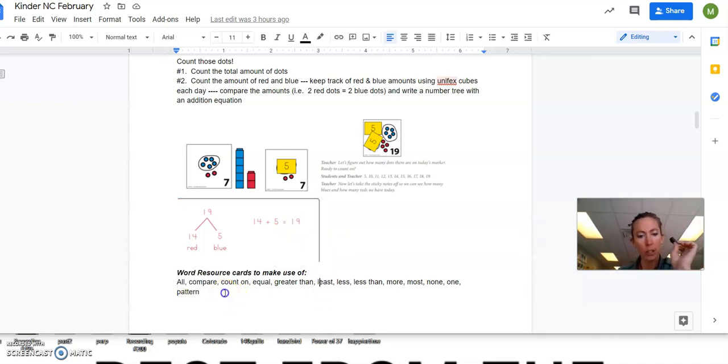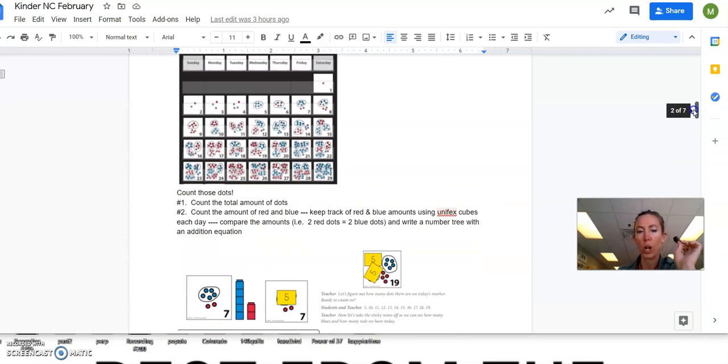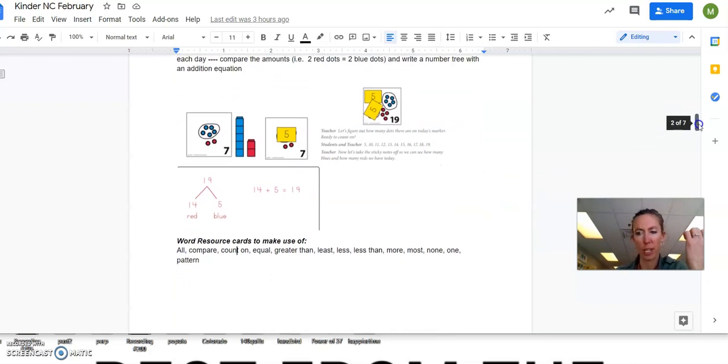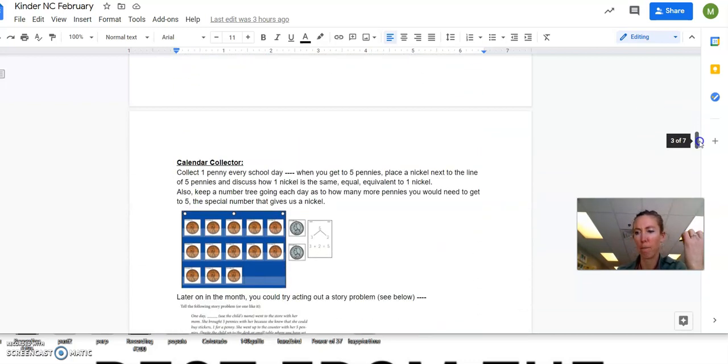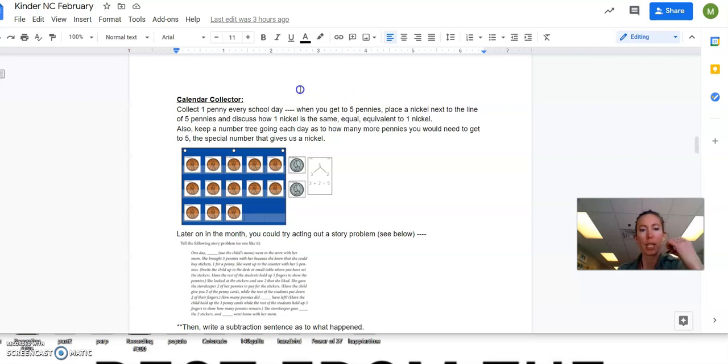And then here are those word resource cards I was talking about. All right, so there is an observation chart to fill in if you want to. For me, I'd kind of just keep track of the Unifix cubes, and then I would just make a tree each day. Like, I probably would skip out on the observation sheet of paper where we're actually writing the numbers. Up to you. Okay, calendar collector.